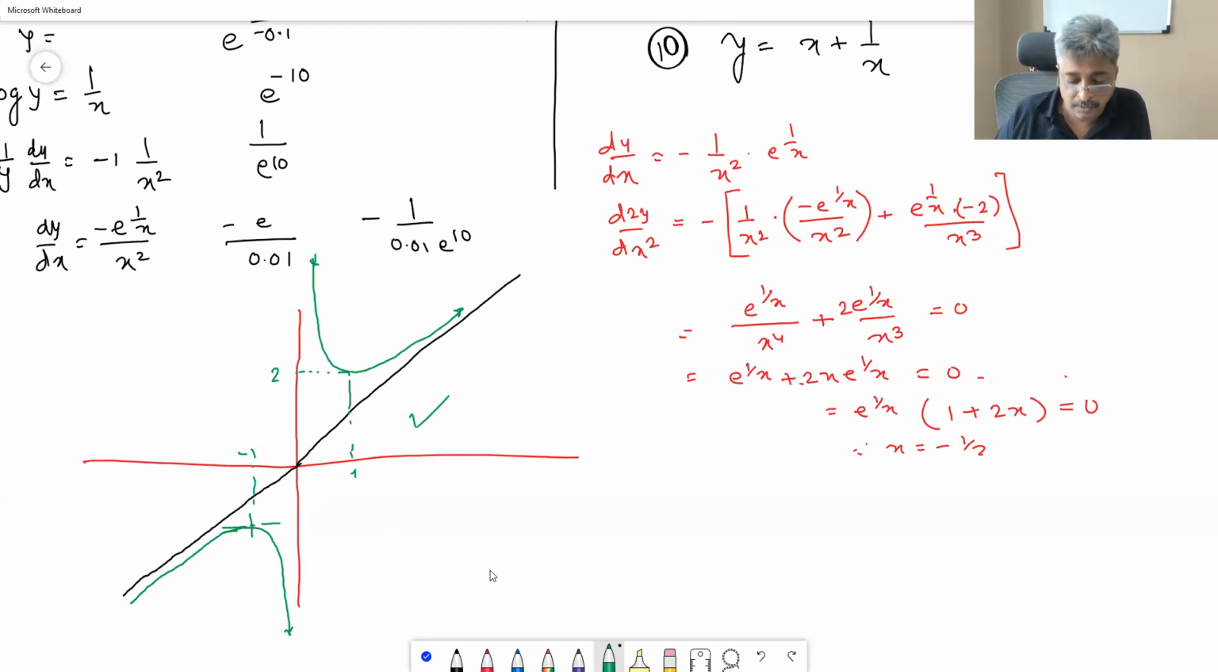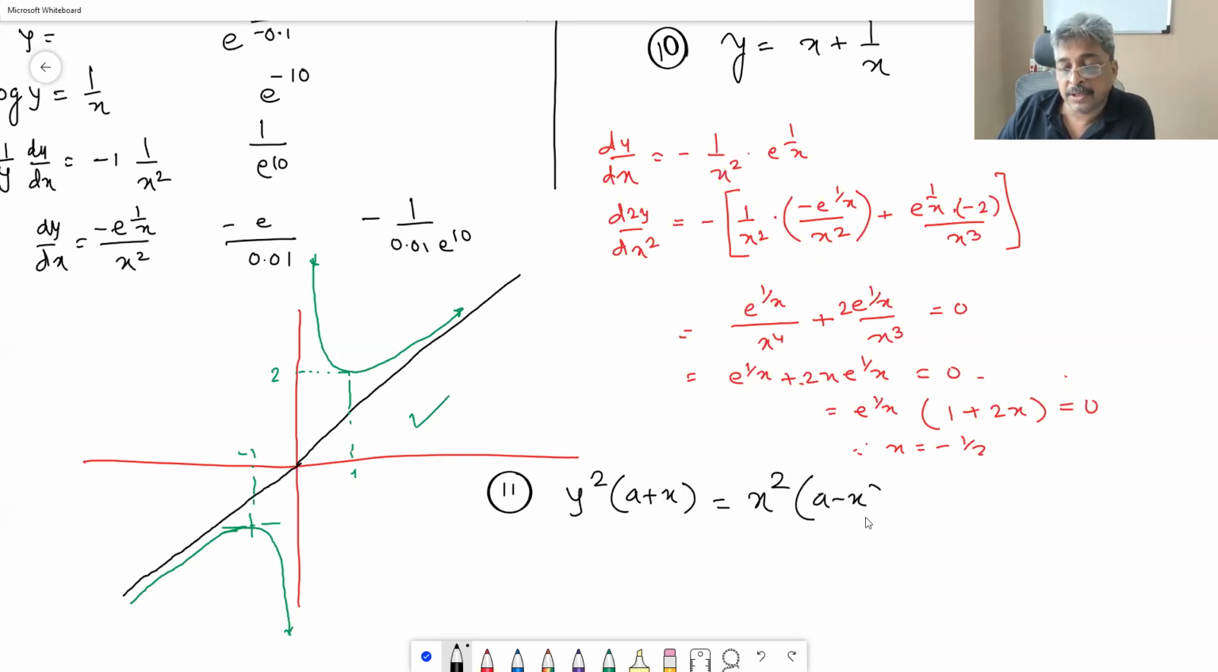I think it is easy. Let me give you the last one. Last one in the series, 11. Y square into a plus x is equal to x square into a minus x. That completes our theoretical discussion, except those approximations, rate measure or something like that. Okay, we will sketch later on, and this is a little involved, to do a lot of analysis for getting the correct sketch of this curve.